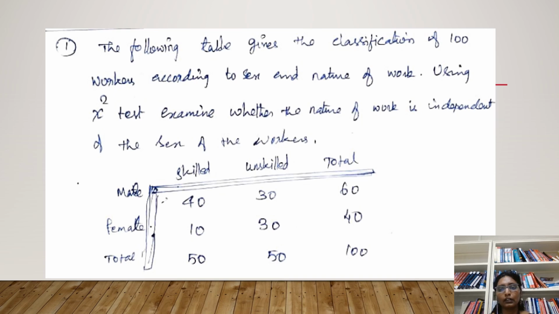So here this one is a mistake. This is 20. So here it is 20. Just change it. Wrongly I wrote it as 30.